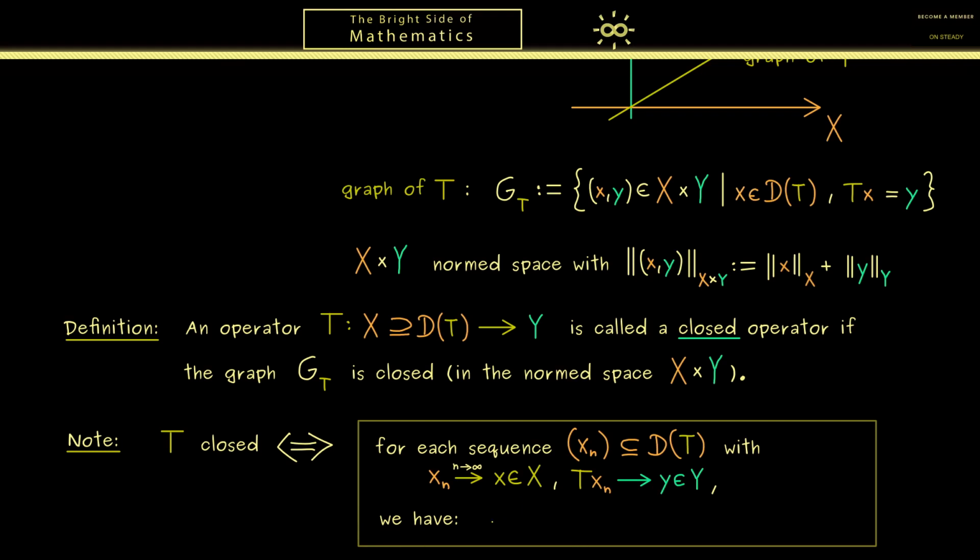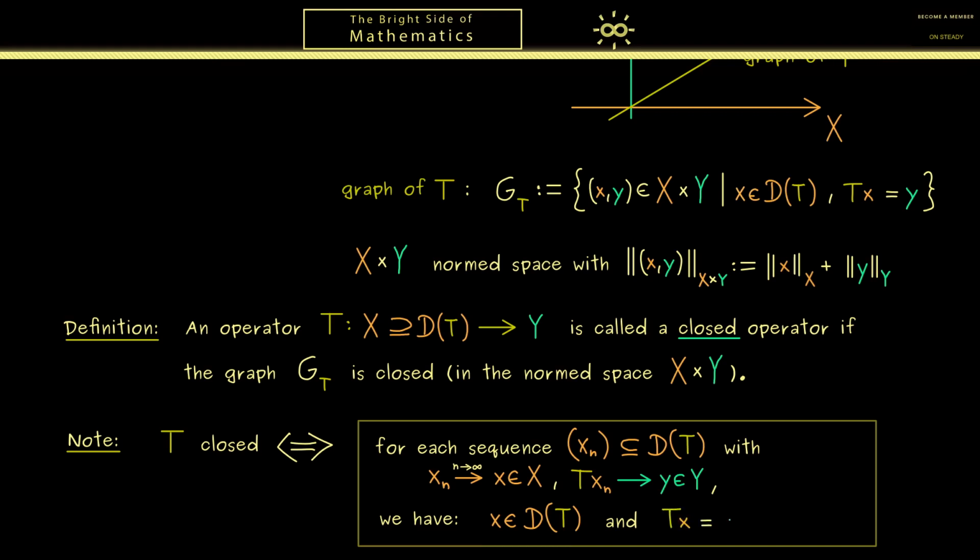The first one is, indeed, this limit x lies in the domain of T. And this immediately implies that we are allowed to apply T to this x as well. And then we get the second property, this image is indeed equal to y.